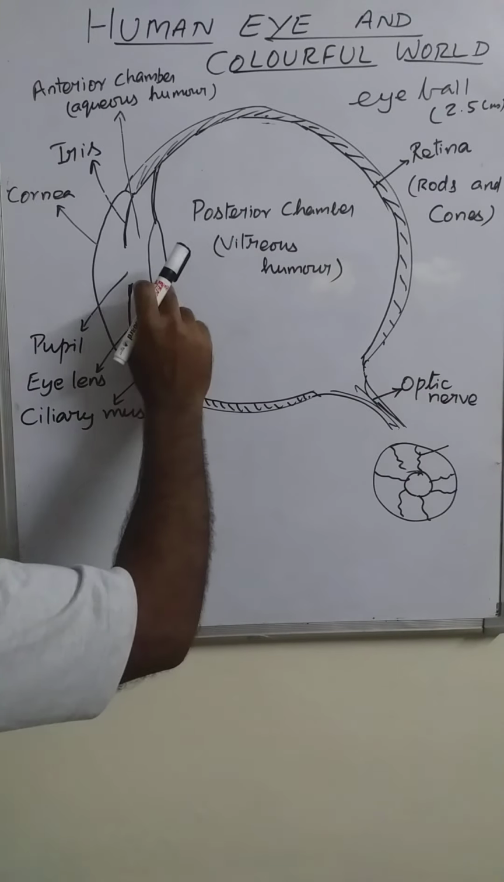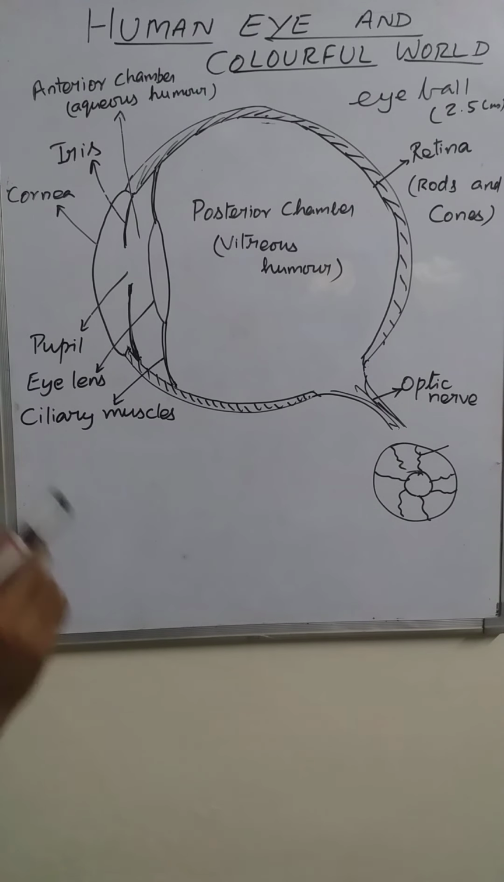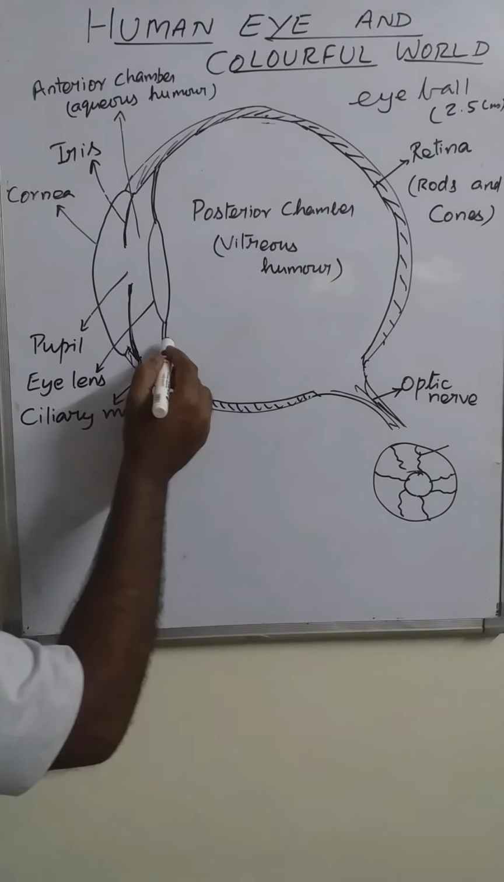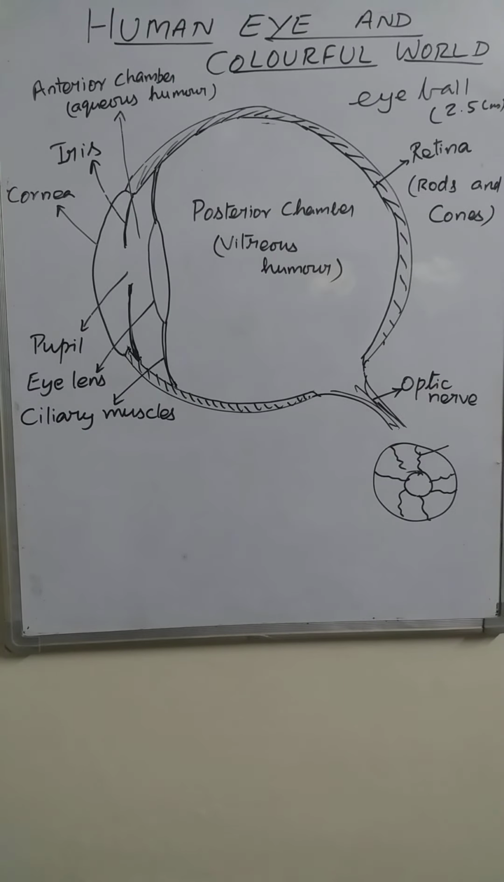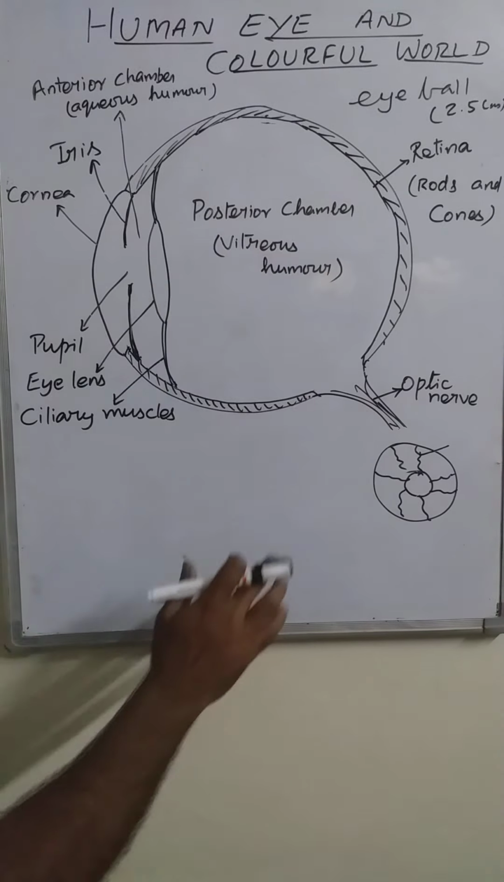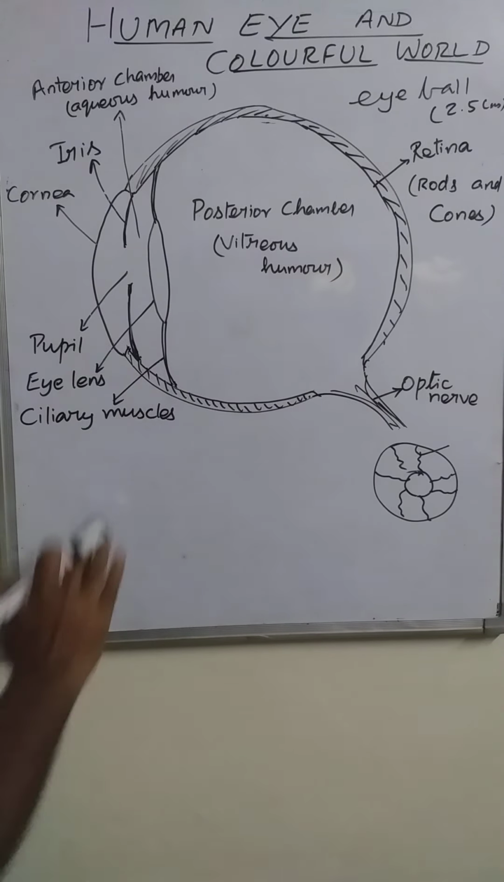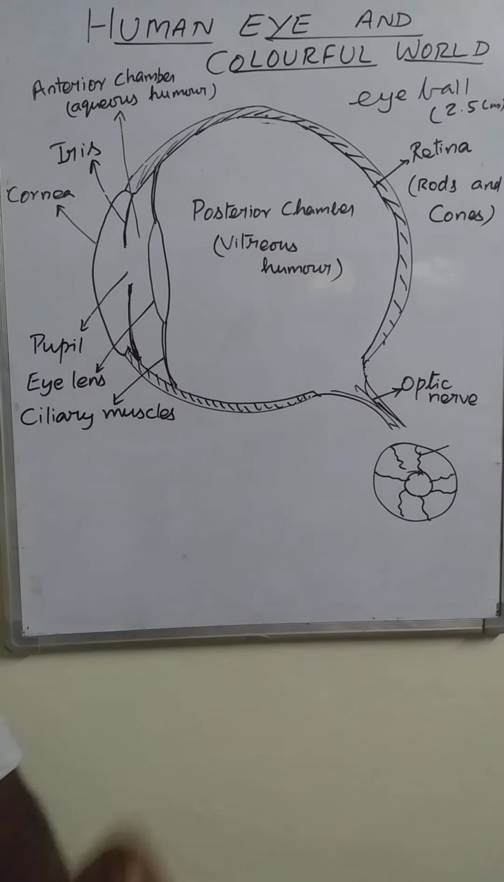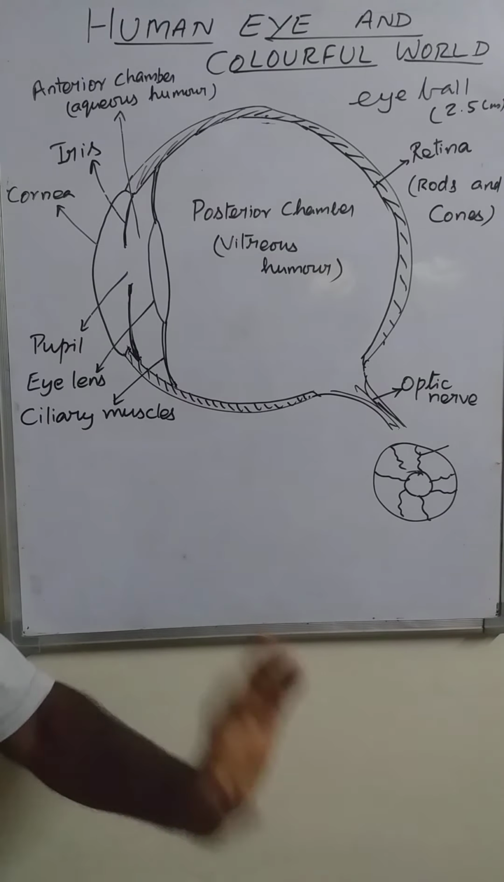This we call the eye lens. The eye lens is a crystalline transparent tissue which is able to change its size according to the requirement with the help of the ciliary muscles. Then after the eye lens, there is a space. That space is known as the posterior chamber, which is filled with a very highly transparent liquid, vitreous humor. That liquid has some refractive index.